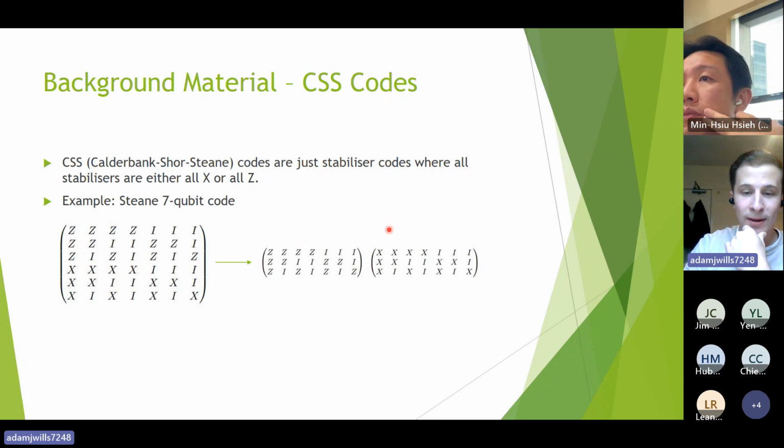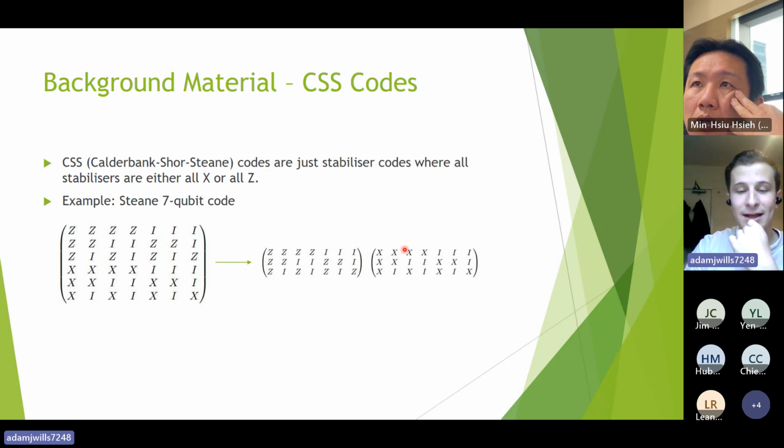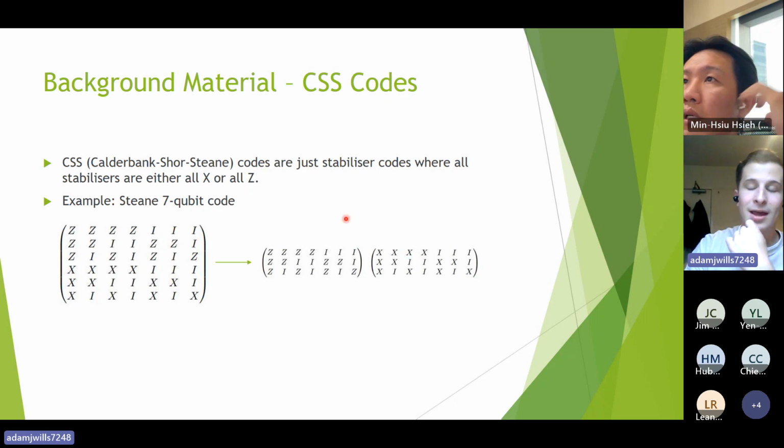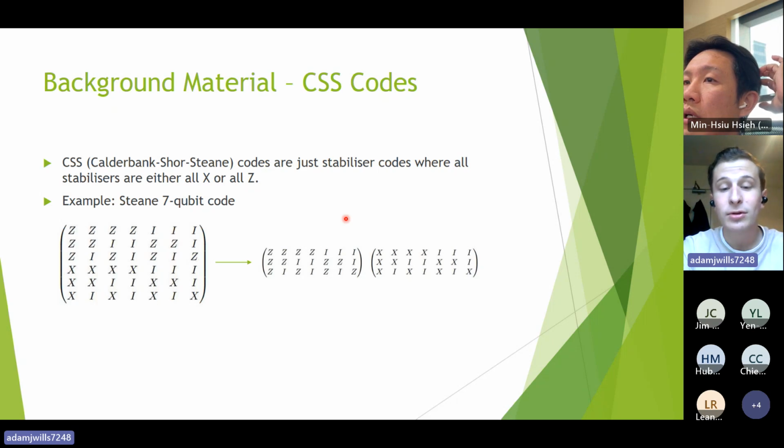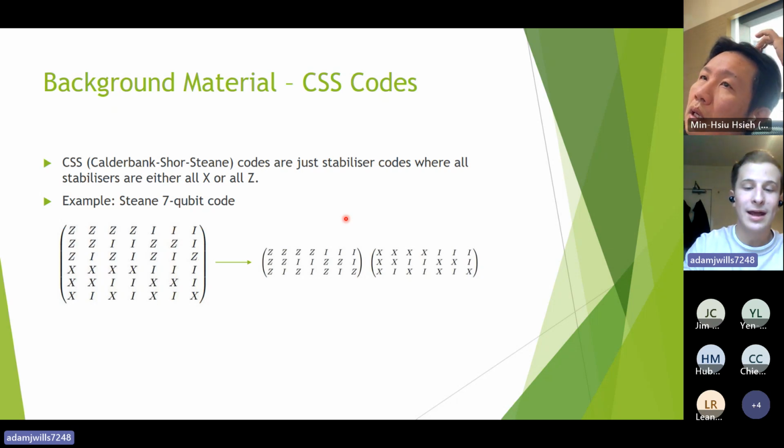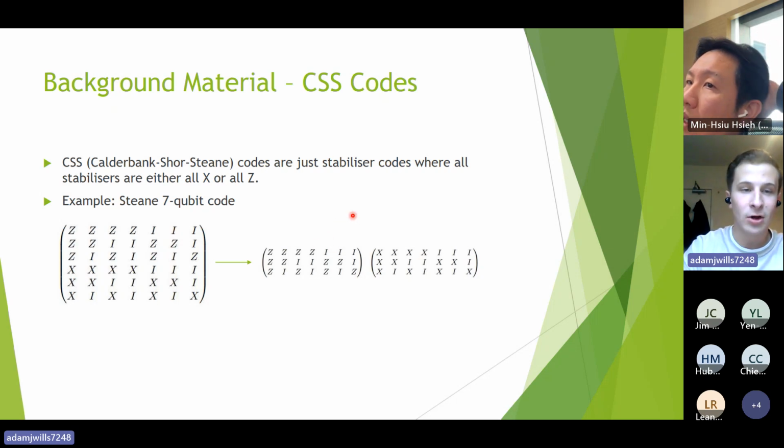I do want to make one comment, which is that this Steane 7-qubit code is special in that you can obtain the Z generators by replacing X with Z in the X generators and vice versa. And that doesn't need to be the case in general. In fact, in general, this can be very, very far from being true. This just happens to be true in the case of the Steane 7-qubit code, that it has the same form of the generators on each side.